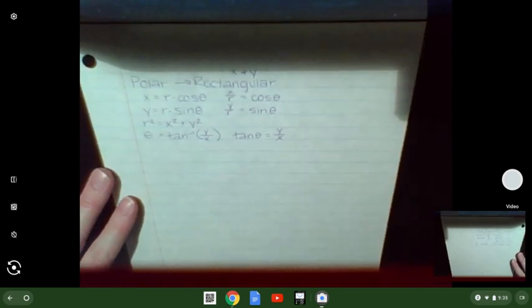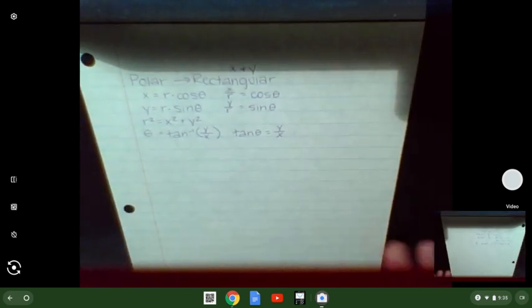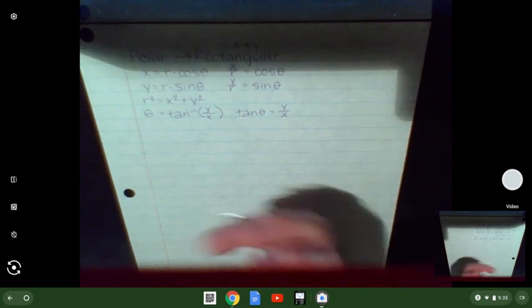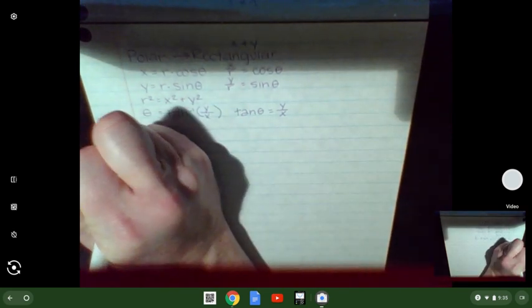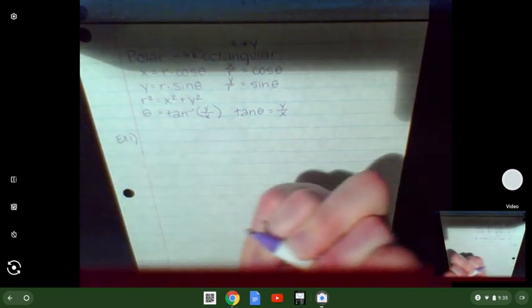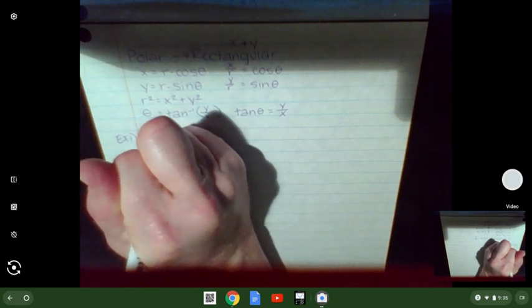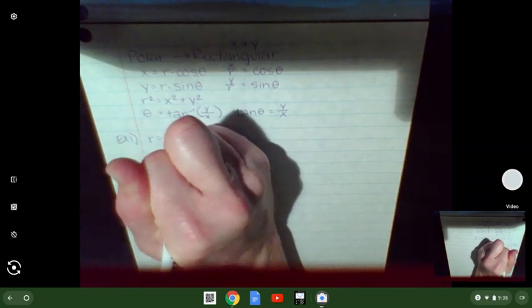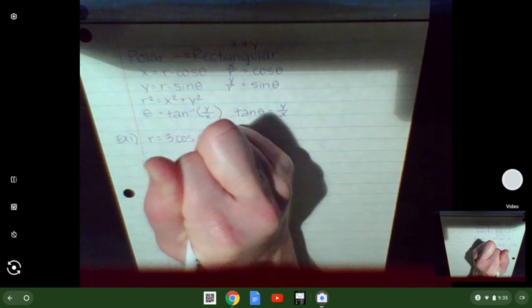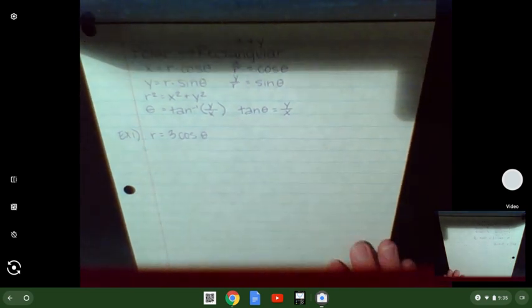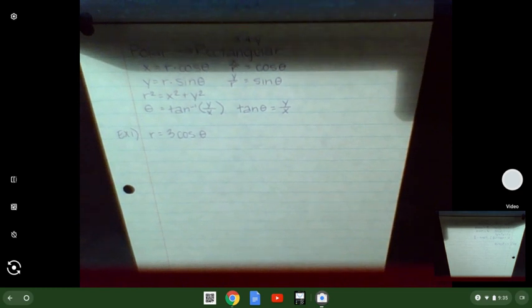Okay, so we'll do three examples together, then I'll let you all practice. Our first example, example 1. Let's go with the polar equation r equals 3 cosine theta. Our goal is to turn that into a rectangular equation. So all the r's need to disappear, all of the thetas need to disappear. And typically, if the thetas are going, then the trig functions are going as well.